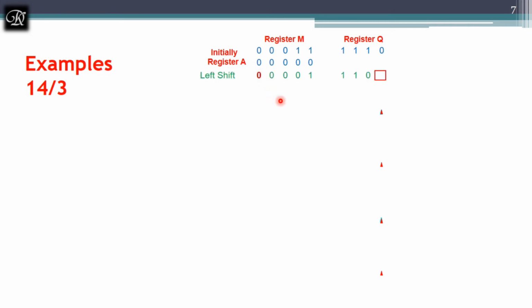Let's perform the left shift. First in the iteration is left shift. Once I perform the left shift, this is the answer I got. After performing the left shift, I have to verify the sign bit of A. The sign bit of A is positive, so you have to perform the subtract operation. I am subtracting 3 from 1, so the answer will be minus 2.